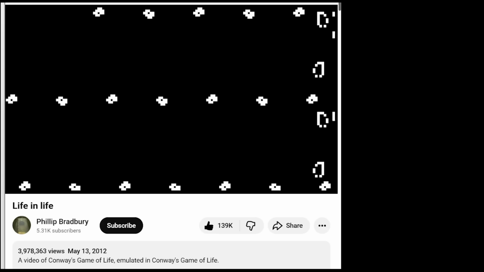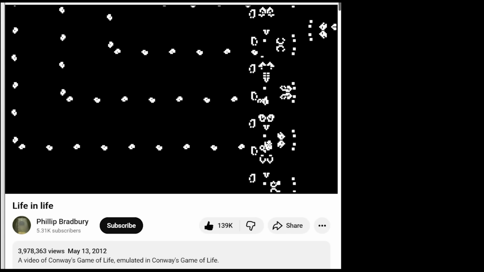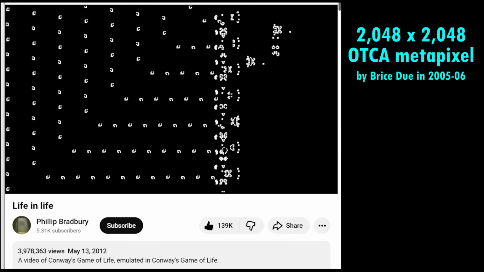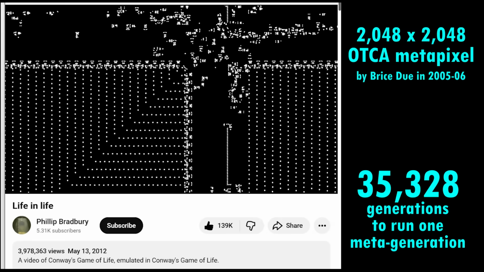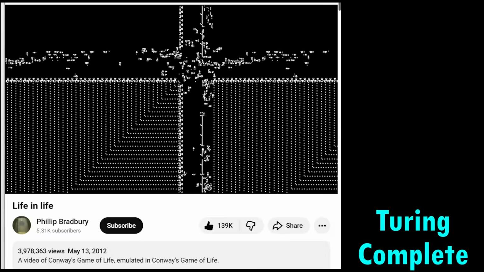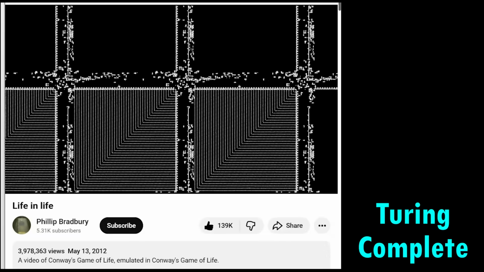to, famously, a computer that simulates Game of Life in Game of Life, just 2,048 times larger and 35,328 times slower. Game of Life is Turing complete after all, so it can simulate any program.